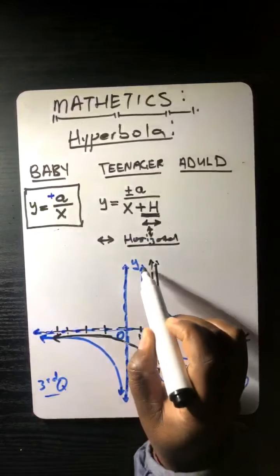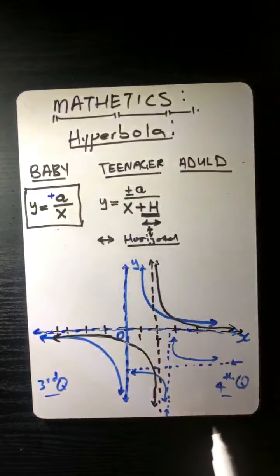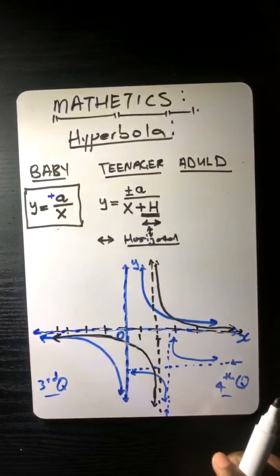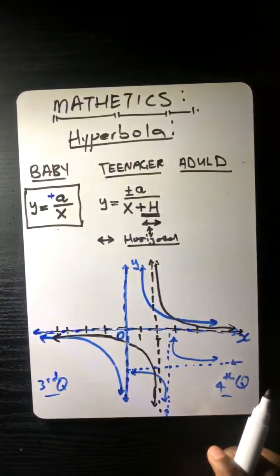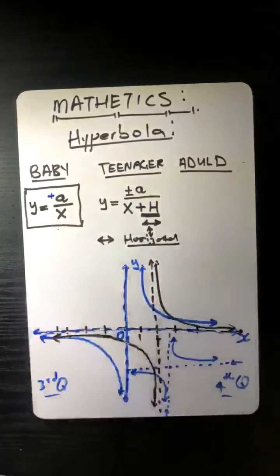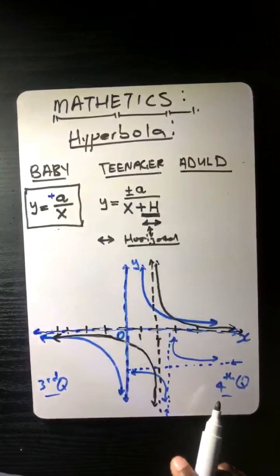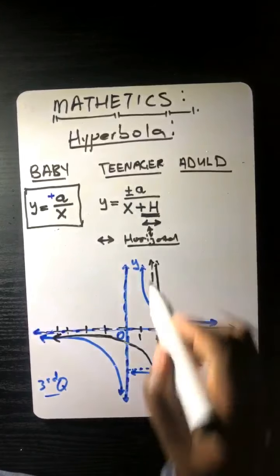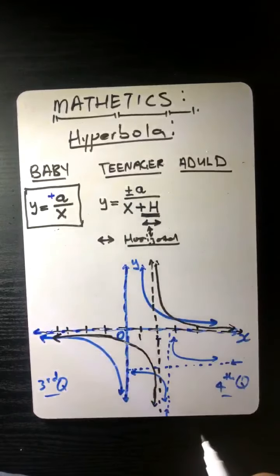Why did we not have this one remaining there? It is because the song does not allow. The song says never, never, never. So it must never touch your asymptote. Very, very important, ladies and gentlemen.